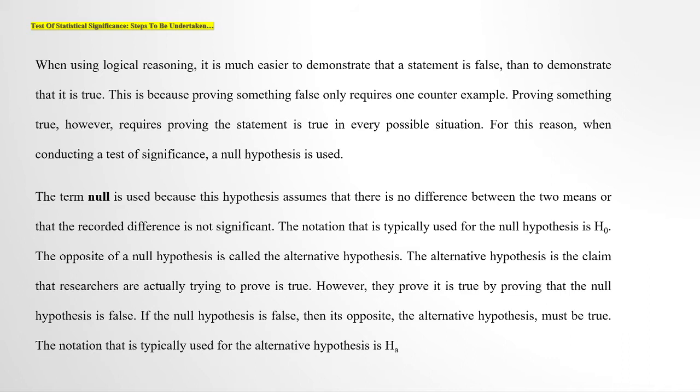The notation typically used for the opposite of a null hypothesis, which I guess we have already discussed, is called the alternative hypothesis, and the A has been taken from that word alternative, represented by HA, where A is in the subscript position. This alternative hypothesis is the claim that researchers are actually trying to prove is true. However, they prove it is true by proving that the null hypothesis is false. So whatever they are trying to prove true is proved by proving the null hypothesis false. If the null hypothesis is false, then its opposite, the alternative hypothesis, must be true.